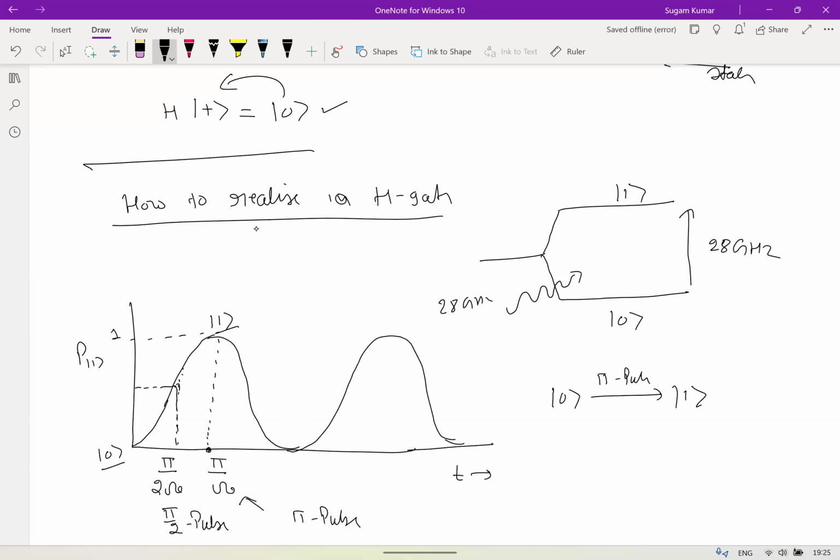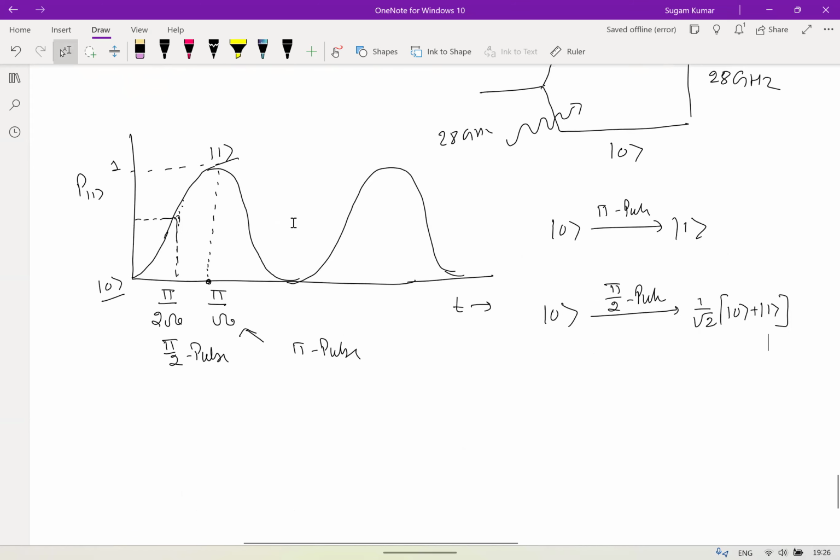So if I shine a photon, so let us say 0, and I shine only for pi by 2 time or a pi by 2 pulse, then what will I get? I will get the superposition of 1 and 0. And this is how in the laboratory we realize a superposition state.